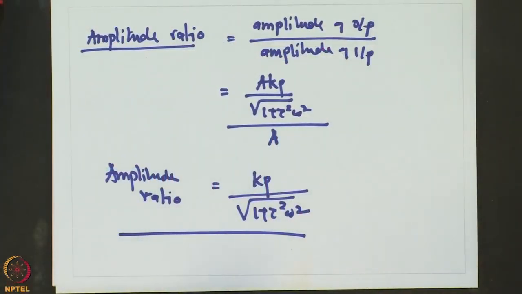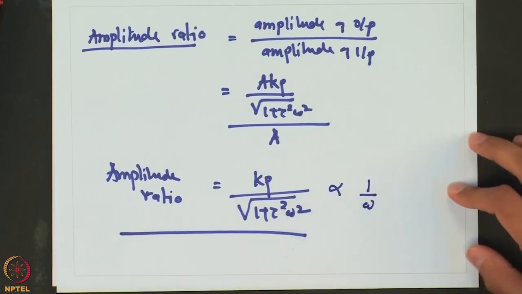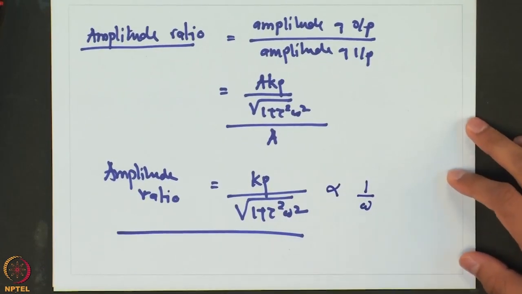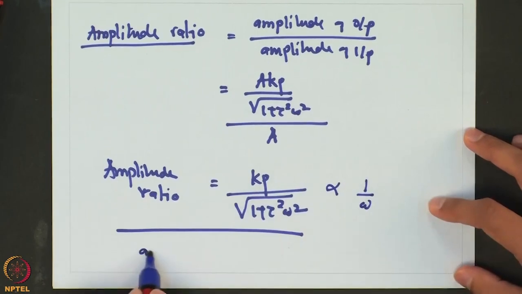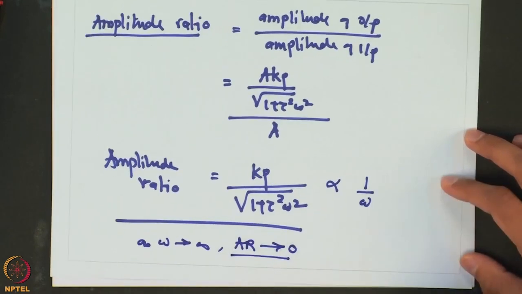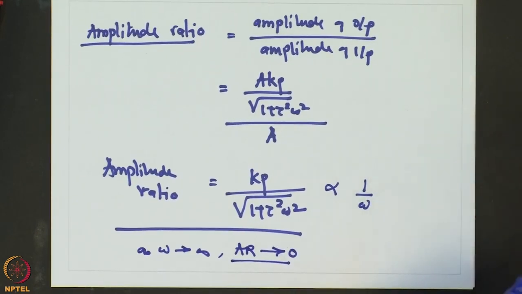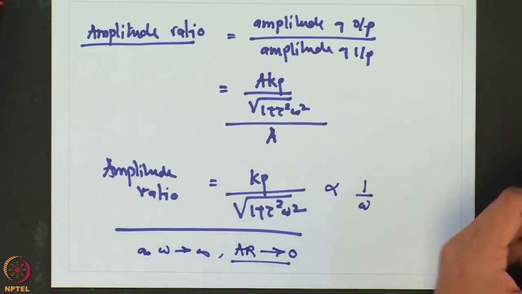and the input is inversely proportional to the frequency, or inversely proportional to omega. So for a very high frequency oscillation, the amplitude ratio will go to 0. As omega tends to infinity, the amplitude ratio will tend to 0, and that is what causes the suppression of these oscillations. So this tank somehow surges the high frequency oscillations coming from the reactor. That is why these are known as surge tanks.